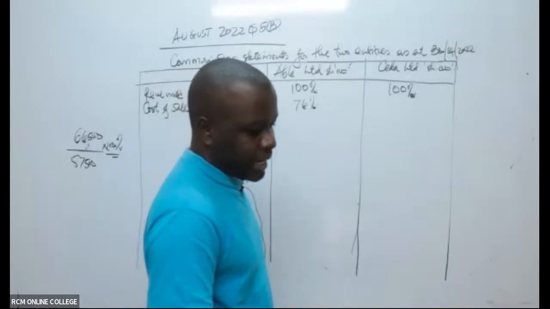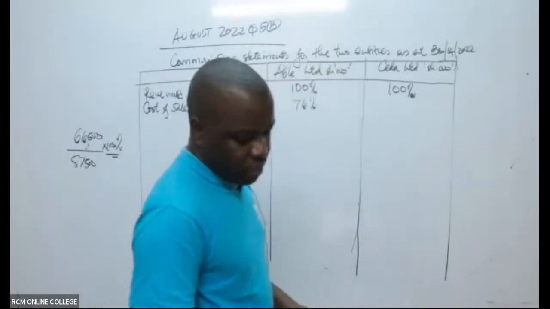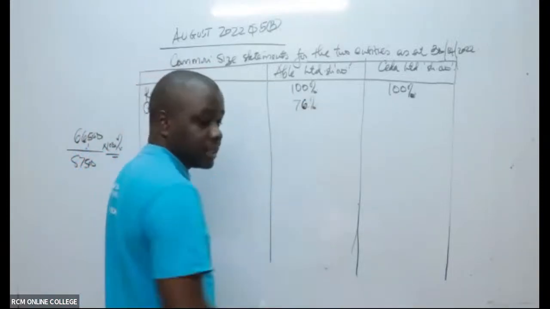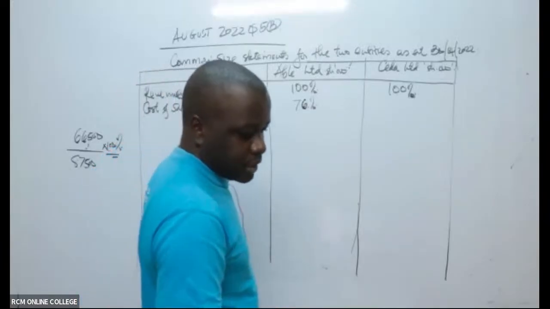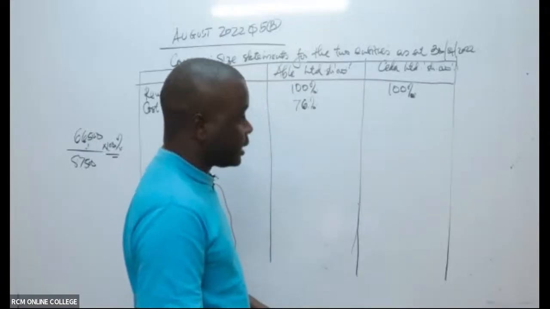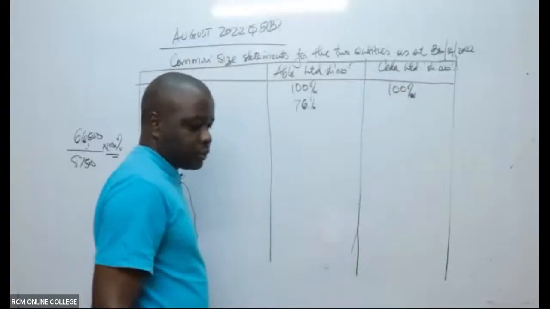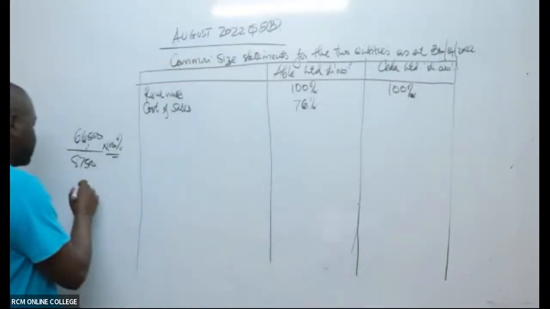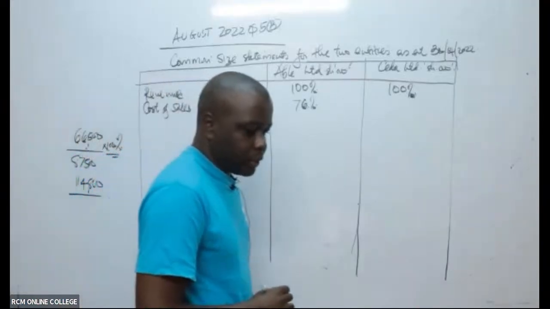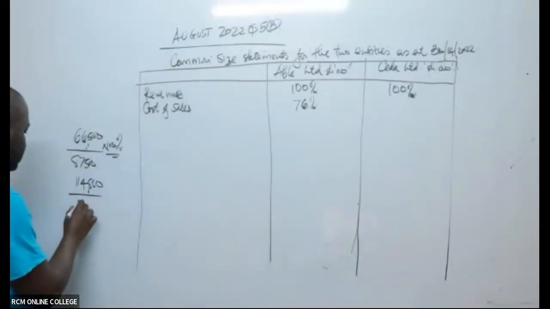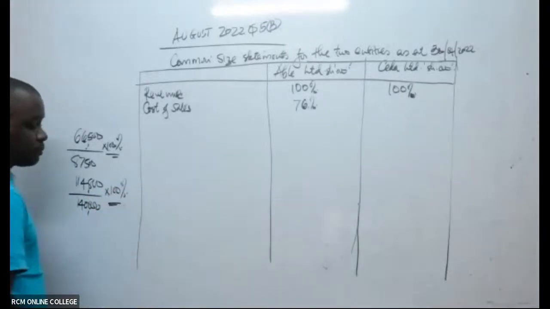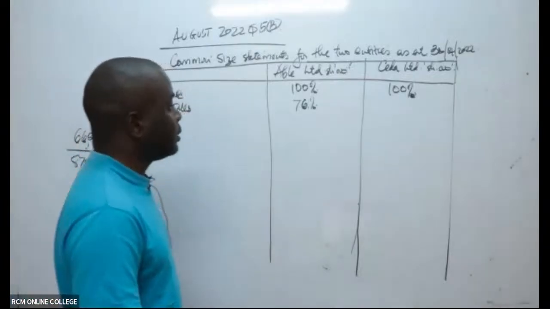What about for Ta? Ta, it is what percent? For Ta, you take 114,800 and divide by the total revenue, which is 140,000. Then you multiply by 100%. So what are you getting?